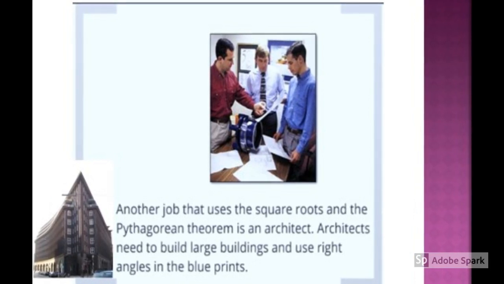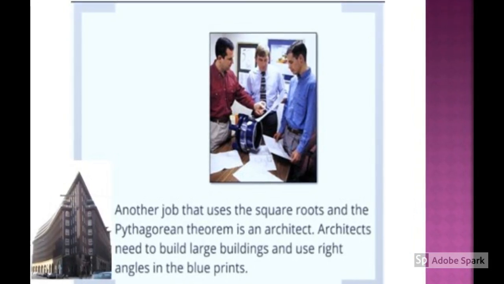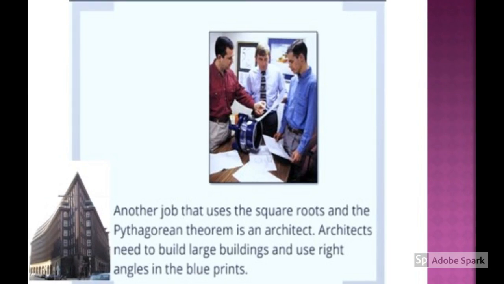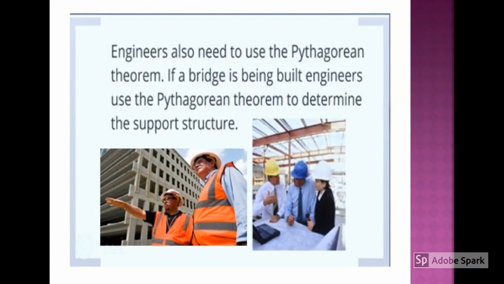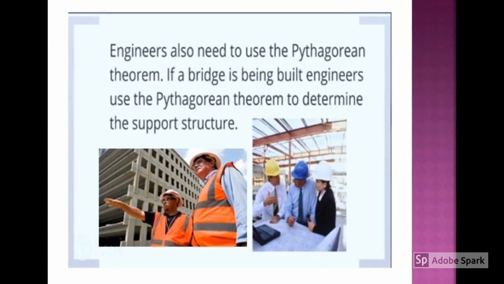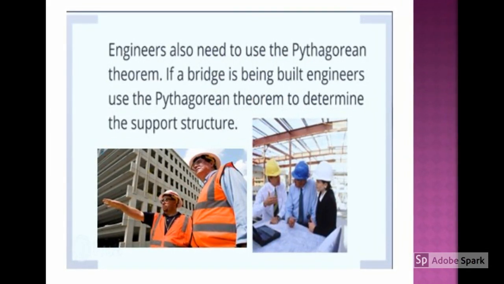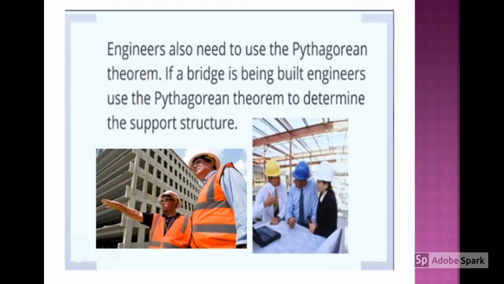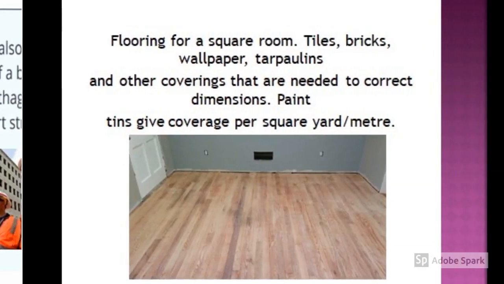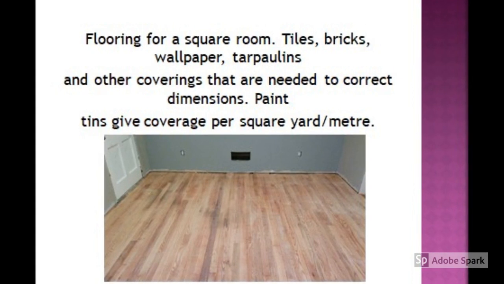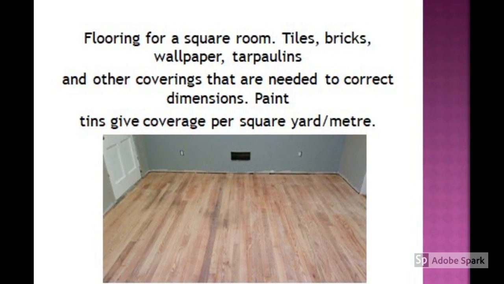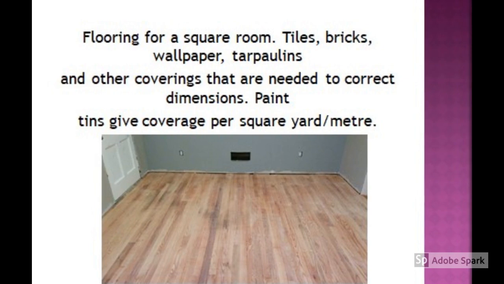Similarly, architects need to build large buildings and use square roots and right angles in the blueprints. While constructing a bridge, engineers need to use Pythagoras theorem and squares to determine the support structure. Flooring a square room, tiling, bricks, wallpapers, etc. all need the methods of squares and square roots.